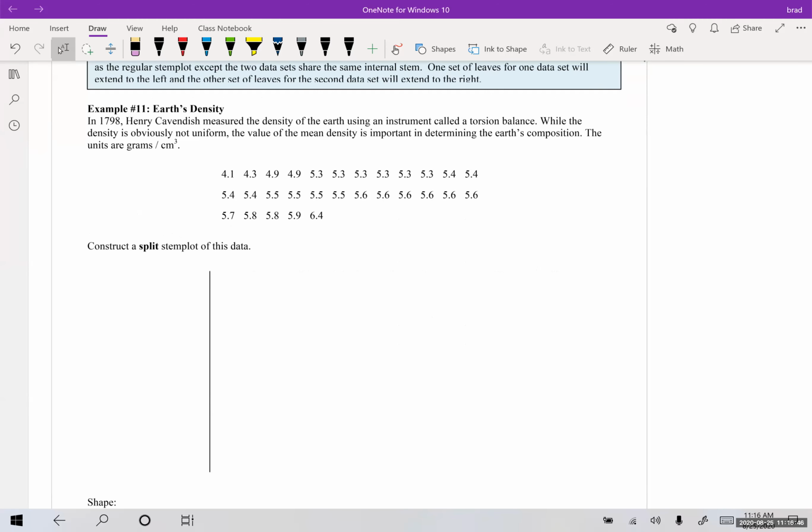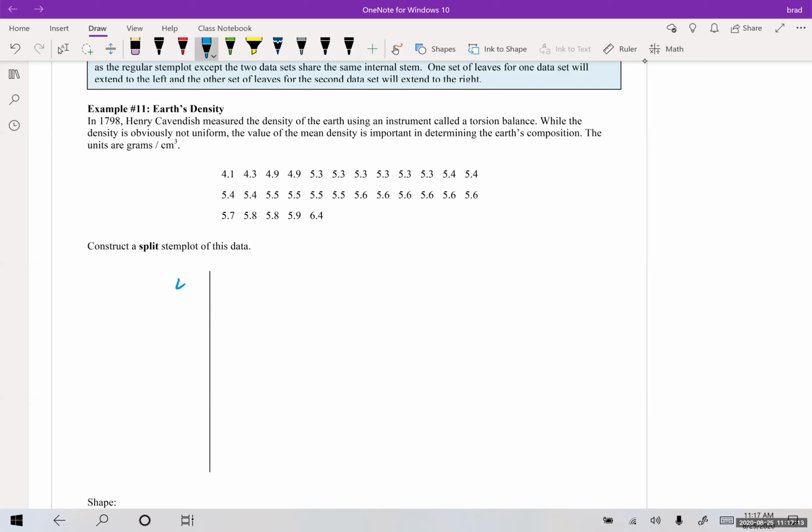So it says in 1798, Henry Cavendish measured the density of Earth using an instrument called a torsion balance. While the density is obviously not uniform, the value of the mean density is important in determining the Earth's composition. The units are in grams per centimeter cubed. Okay, so we're going to construct a split stem plot for this.